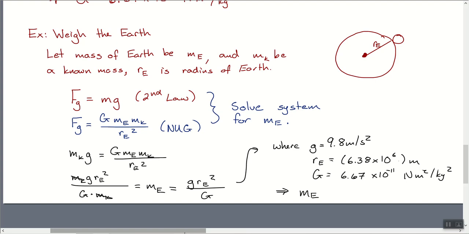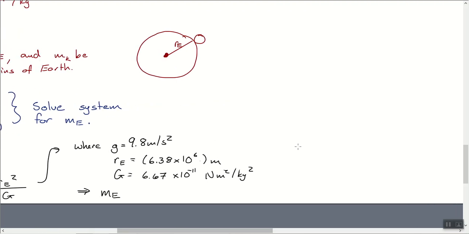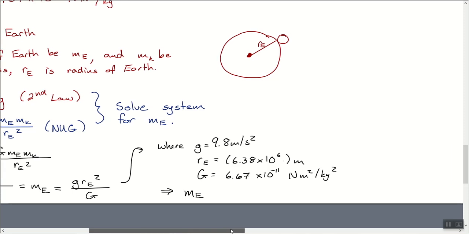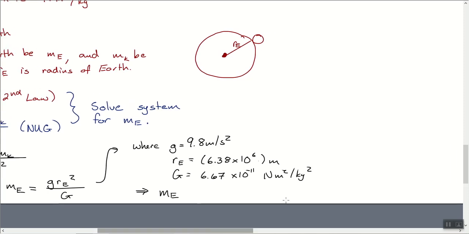I wouldn't normally do this if I were doing the calculation, but maybe it's helpful. Let's just think of what we need. We need G R_E squared over G, right? Let's check. If I'm typing this into a calculator, here's my 9.8. That's g.